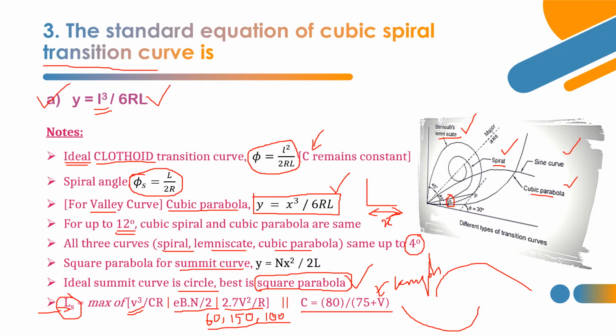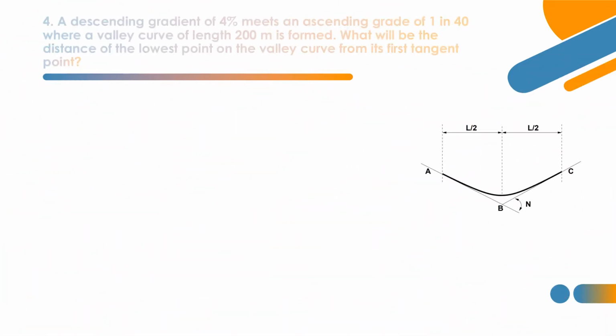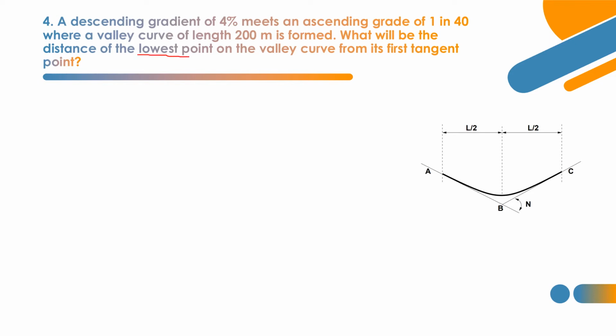Now let's move on to the fourth question. This is based on a valley curve. We have to find the lowest point. A descending gradient of 4% meets an ascending gradient of 1 in 40, where a valley curve of length 200 meter is formed. So the length of valley curve is given.